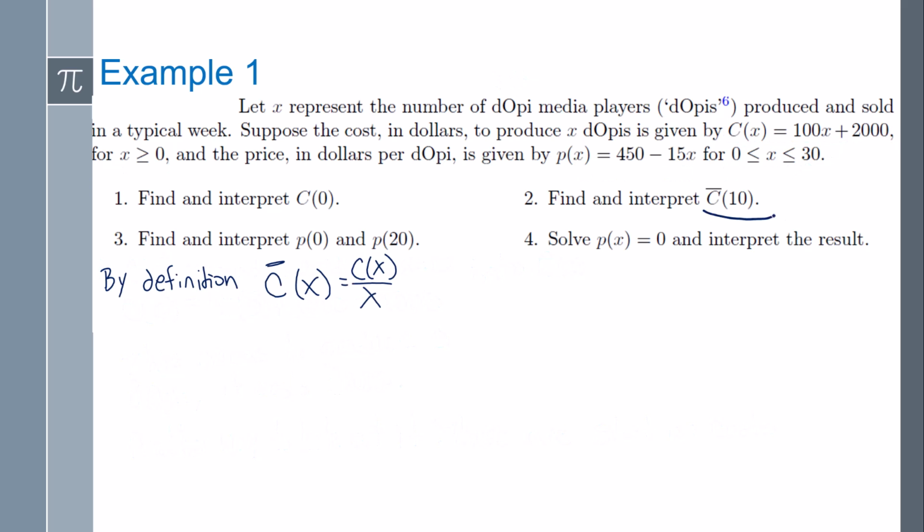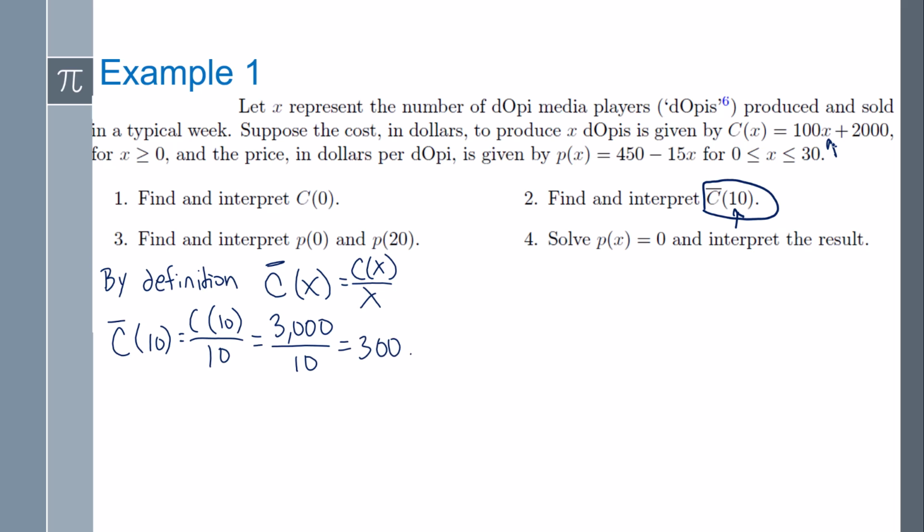Number 2, it's saying find the average cost of 10 DOPs. So I take your cost function and you divide it by the number we're looking for. In this case, it's going to be 10. So what's the average cost of producing 10? So C of 10 divided by 10. If I plug 10 into my cost function, you're going to get 3,000. 3,000 divided by 10, the average cost is going to be 300.